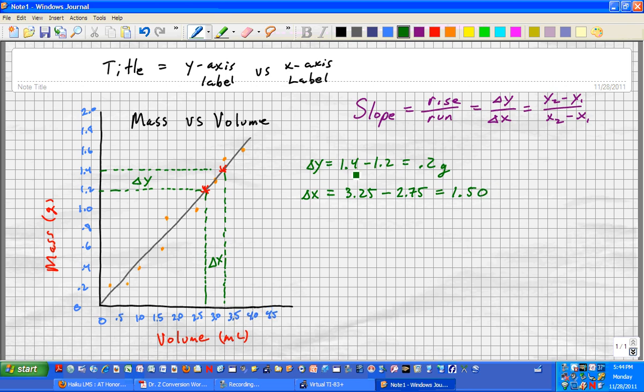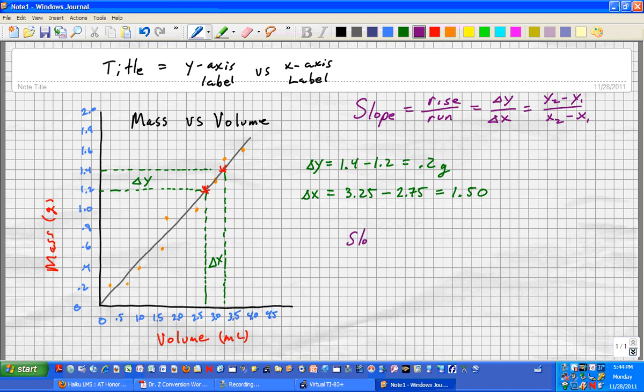I'm going to watch my sig figs here. This guy only had one decimal place, so my answer goes to one decimal place. That's fine because I'm subtracting. The rule is that you count decimal places, least limits. What I've got with the change in x, I've got two decimal places, so my answer should go to two decimal places, so I put that 0 in there. I'm now ready to calculate my slope.